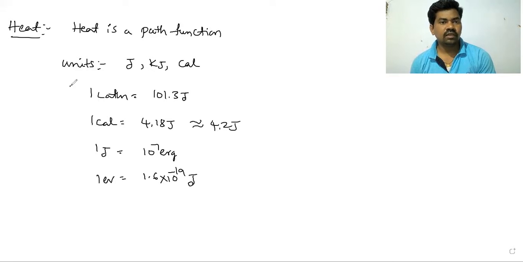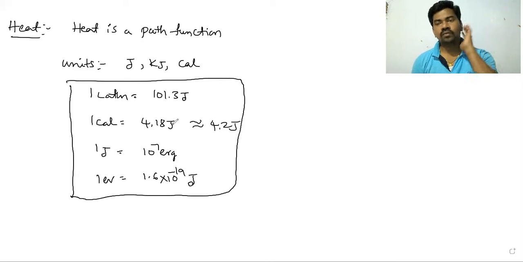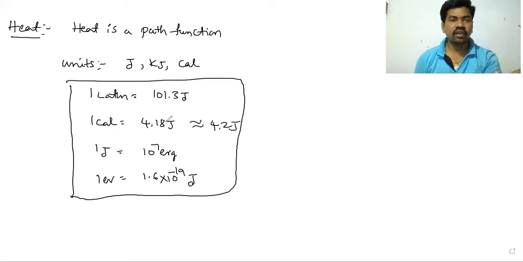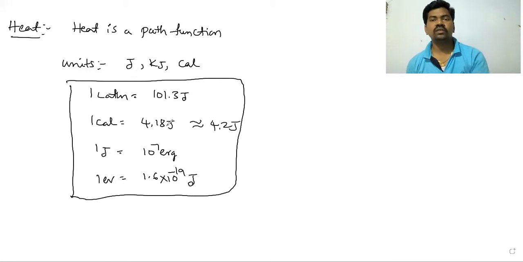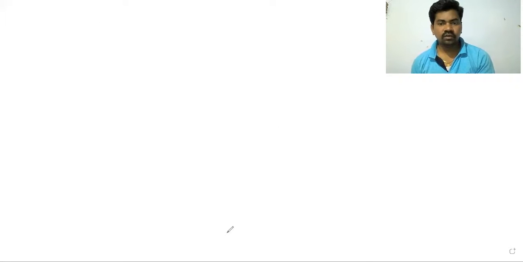Then 1 electron volt is equal to 1.6 into 10 to the power of minus 19 joules. Okay, so this is the conversion table. This table is very important. You can use this table while solving problems. Suppose questions are asked for the value in kilojoules, in calories, in joules, or in electron volts. In such cases, you can use these conversions. Okay, clear?